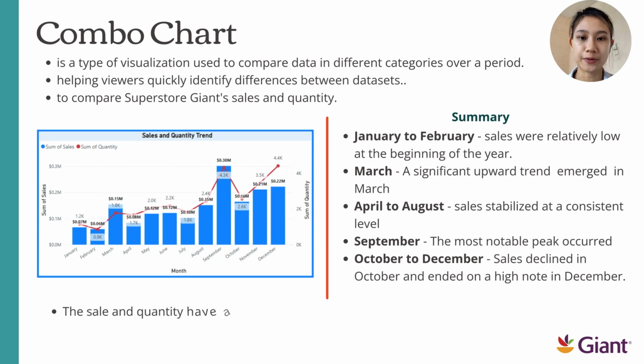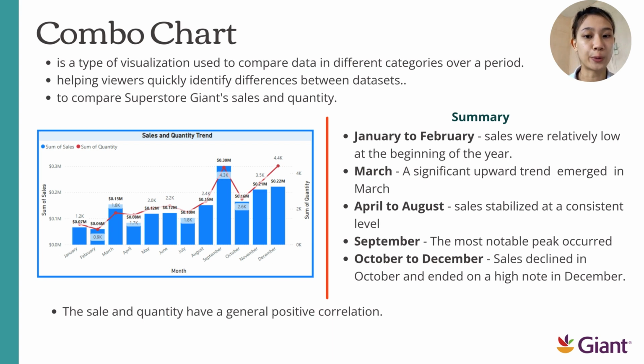A combo chart is a type of visualization used to compare data in different categories over a period. It helps viewers quickly identify differences between data sets. We use a combo chart to compare Superstore Giant sales and quantity. Based on the graph, we know that the bar chart is blue color, representing the sum of sales for each month, where the line chart is red color, representing the sum of quantity for each month.